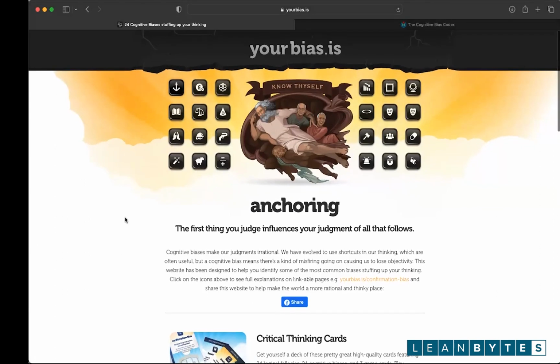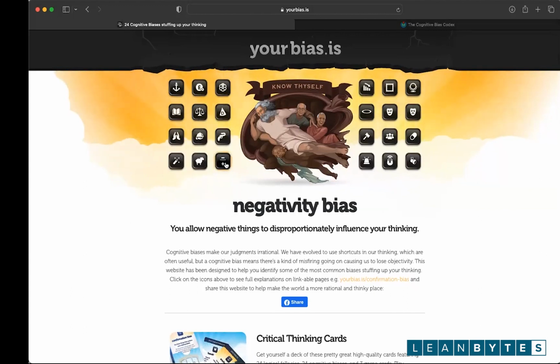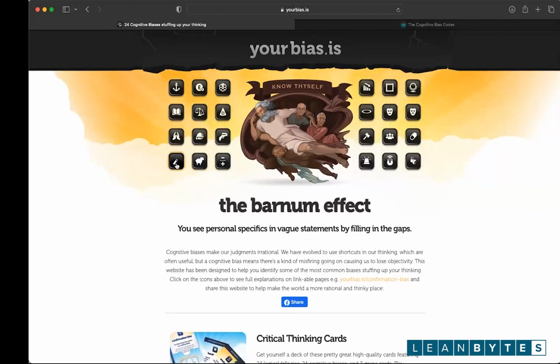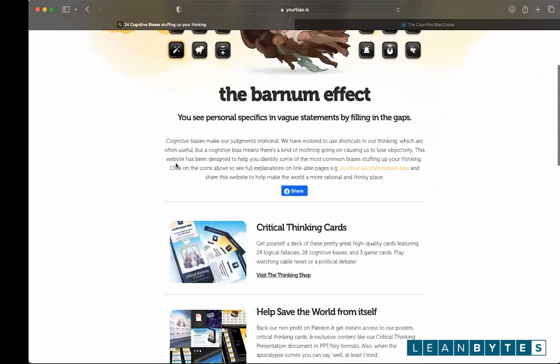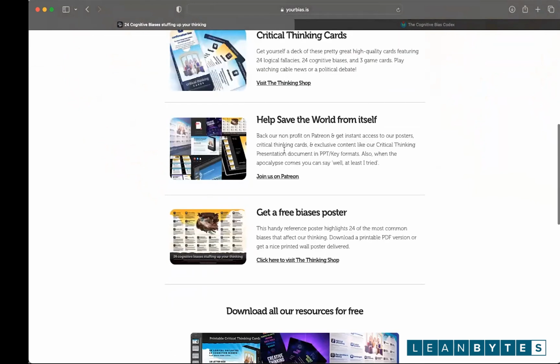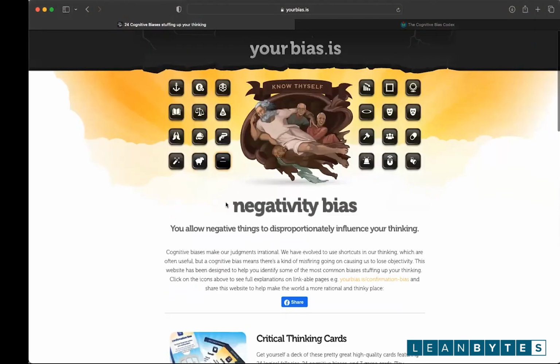This is a great site, just has some overviews of some biases with some cute little icons and stuff, and overviews of what they are. It's a good resource just to check out. There's a companion site, I think it's yourlogicalfallacy.is, which also has a list of different logical fallacies, all sorts of stuff here. I highly recommend checking out this site.